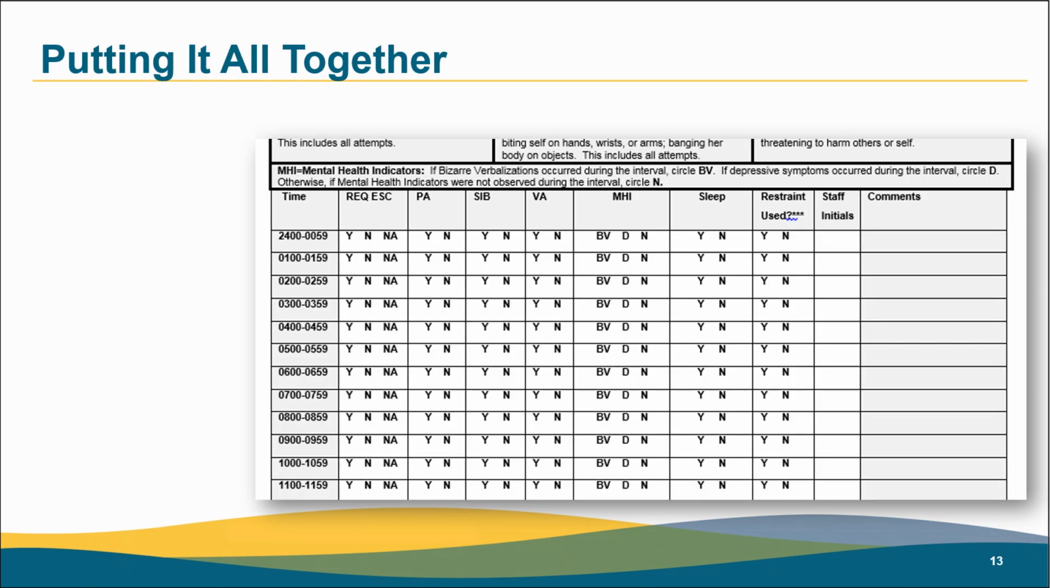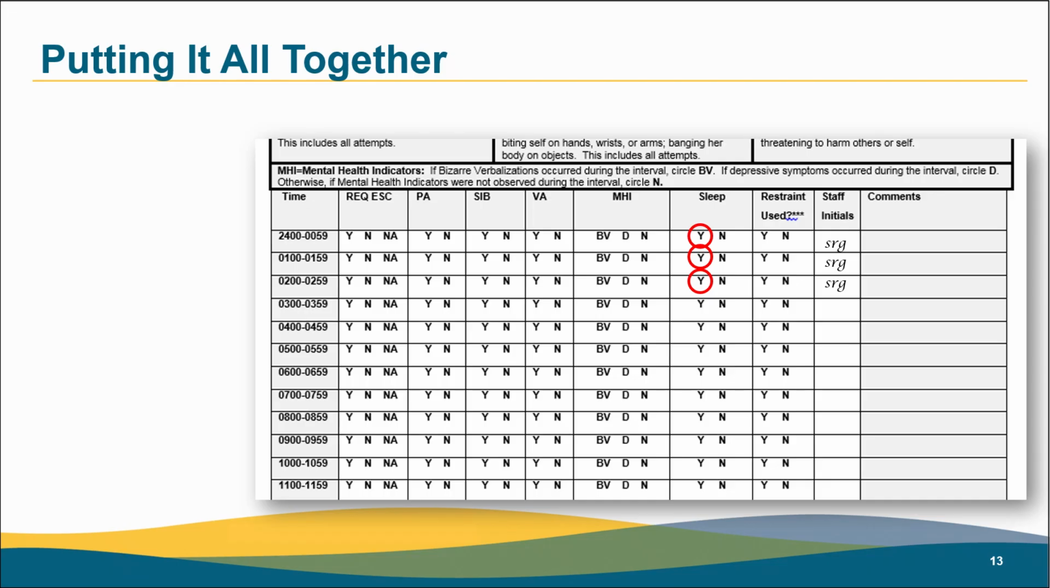Here's a close-up of the top part of Betty's datasheet. Let's walk through filling out a few intervals worth of data. Starting at midnight or 2400 on third shift, we observe that Betty was sleeping for all of the 2400, 0100, and 0200 intervals, so we have circled yes for each of these intervals.